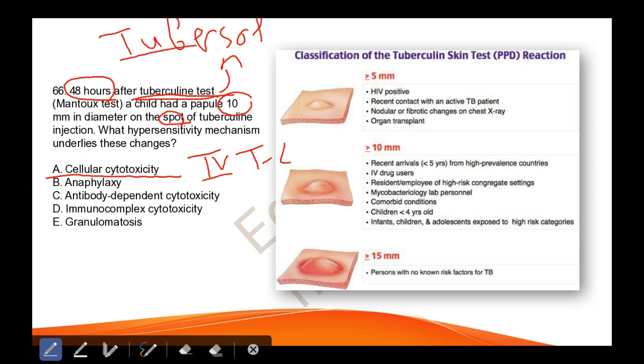This is a purified protein derivative that, after its administration, gets phagocytosed. This formation, the protein plus the macrophage, gives us antigen presenting cells that activate the T cells, the T helper cells, and these T helper cells lead to the differentiation and activation of T killer cells that work on the destruction of the target cells.